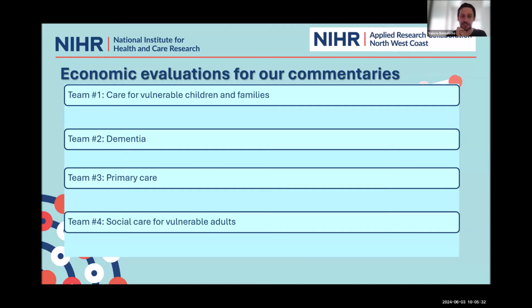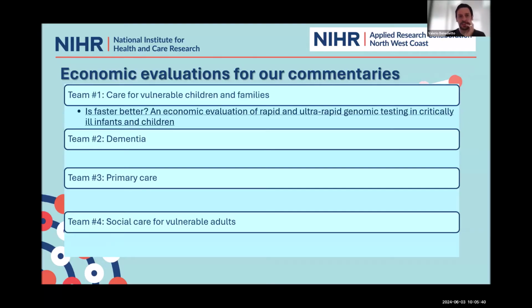we now have an economic evaluation, and I'm going to show you the titles of the economic evaluations here now. So for team 1, the topic is care for vulnerable children and families. The title is Faster Better, an economic evaluation of rapid and ultra-rapid genomic testing in critically ill infants and children.